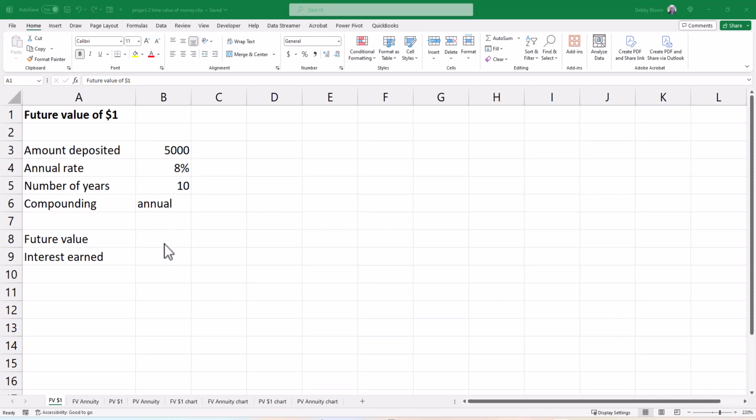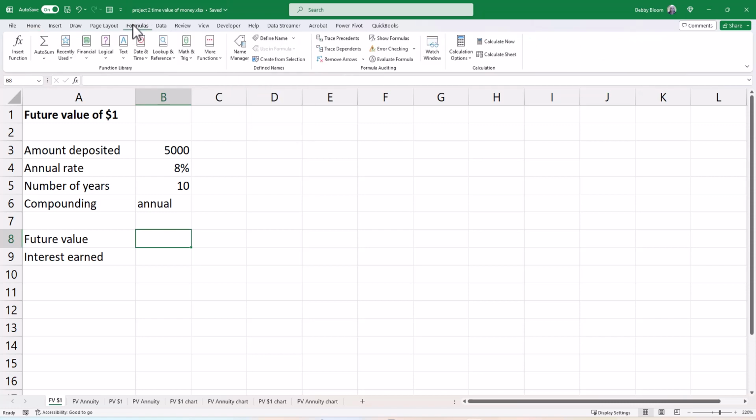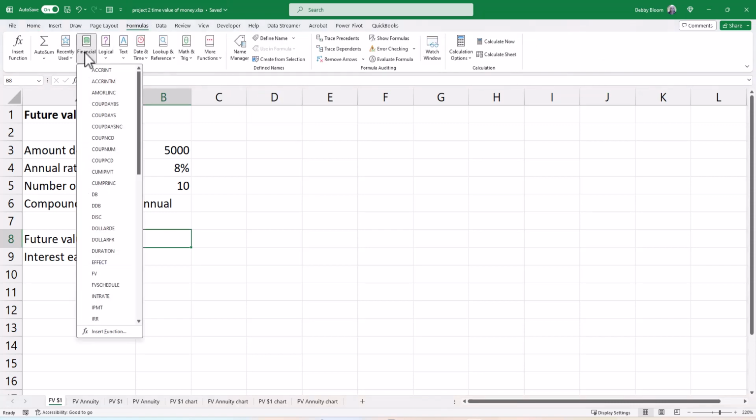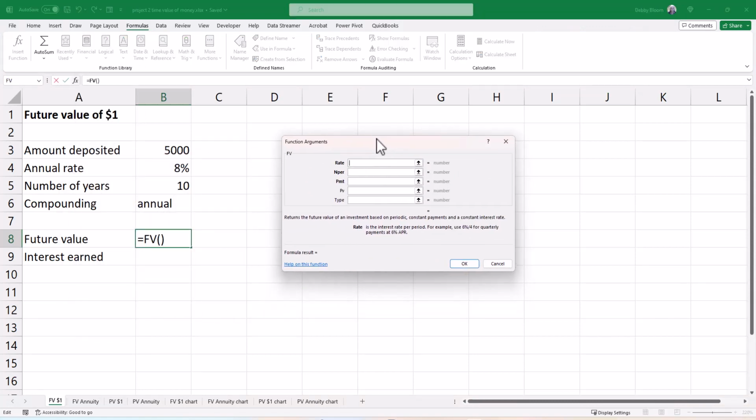The compounding is annual. Because this is a future value of $1 problem, using Excel, we're going to use the future value function. So I'm going to go into Formulas, Financial, and FV. If you remember, in the rate goes our I. In this case, because the compounding is annual, our I is 8% divided by 1. You can leave out the divided by 1 because anything divided by 1 is itself. N per is going to be 10 years.